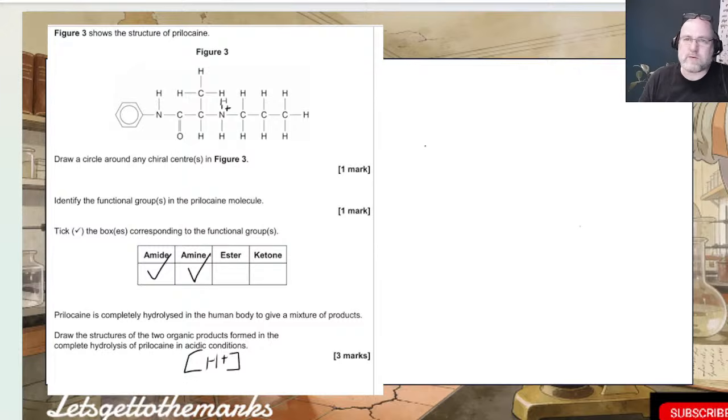Right. Someone asked me a question about something else. Let me see if I can find something else on amines and amides while we're here. While we're knocking around amines and amides, let's have a look. Oh, I know what I wanted to do. Let me make sure.